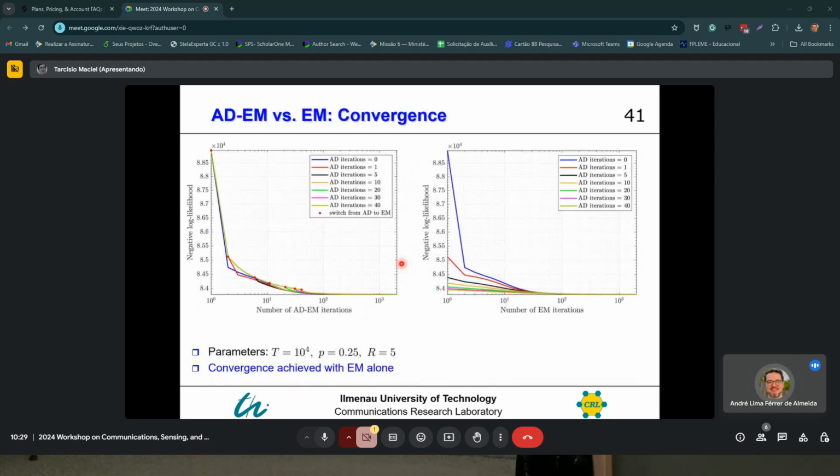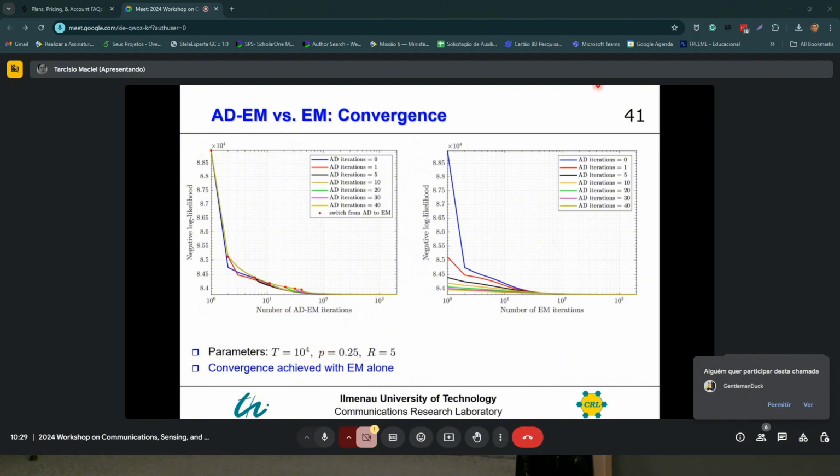Okay, now we look at the switching. So ADEM compared to EM, and this is T is equal to 10 to the power 4, 25% outage probability. The rank is equal to 5 here. And this red point indicates the switch from AD to EM. And surprise, surprise, there's no difference, right? So here we don't use AD. Here we switch from AD to EM. Here we switch again. And this is as a function of the number of EM iterations. And yeah, convergence is actually achieved with EM alone.